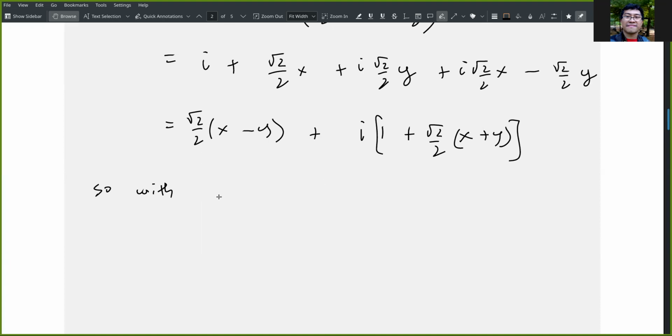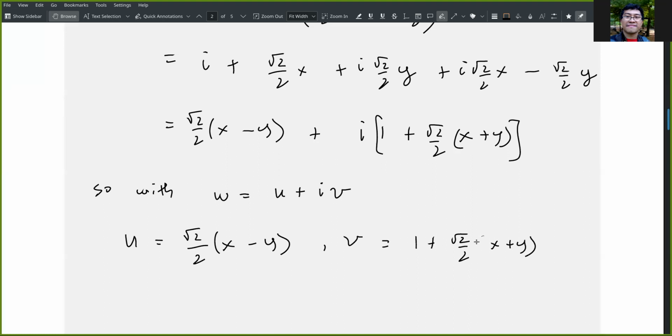Okay, so in this case, w equals u plus iv. Here, this would be our u. This would be our v. So u equals square root of 2 over 2 x minus y, and v is 1 plus square root of 2 over 2 x plus y.